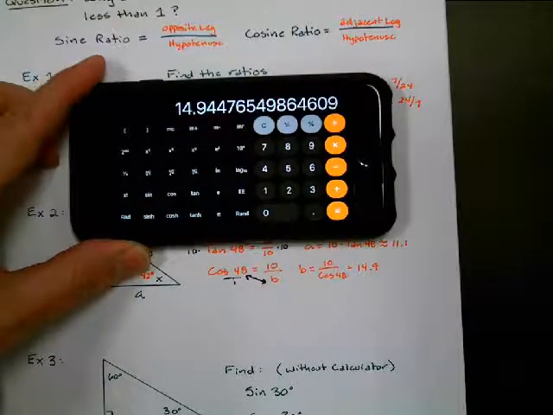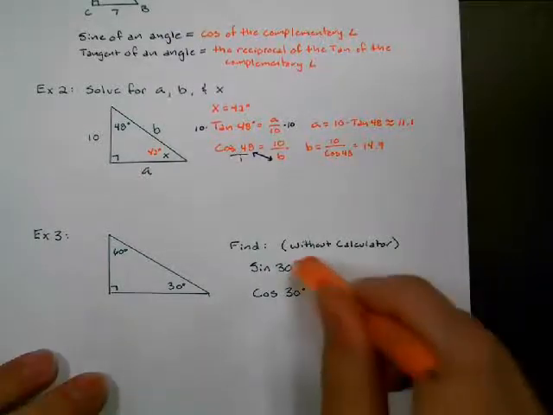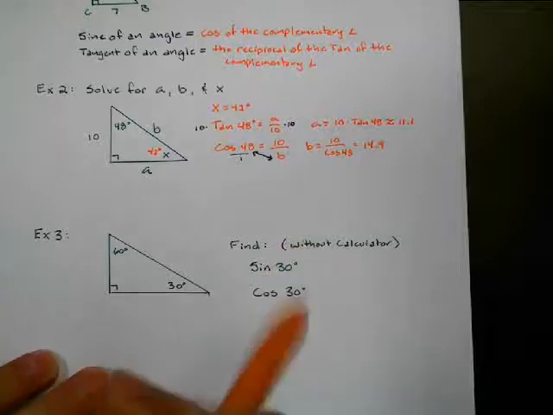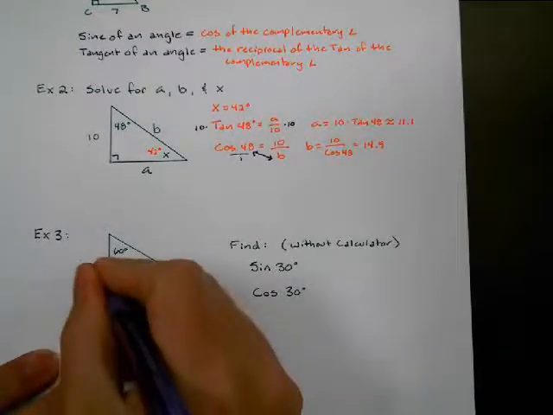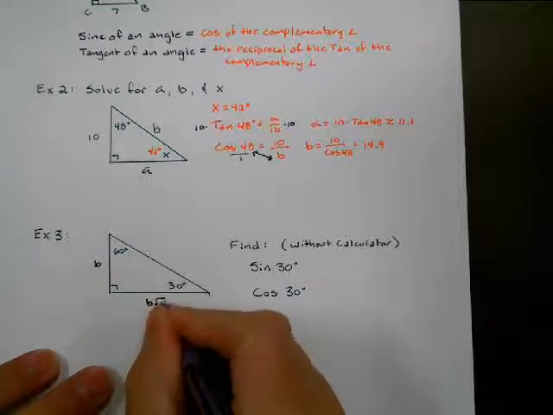All right. Last one. Without a calculator. Find out what the sine of 30 is. What? Sine of 30? How do I find the sine of 30 without a calculator? It's a 30, 60, 90 triangle. Wait a second. I did something with these. 30, 60, 90. Remember that? That was the b, b root 3, and 2b.